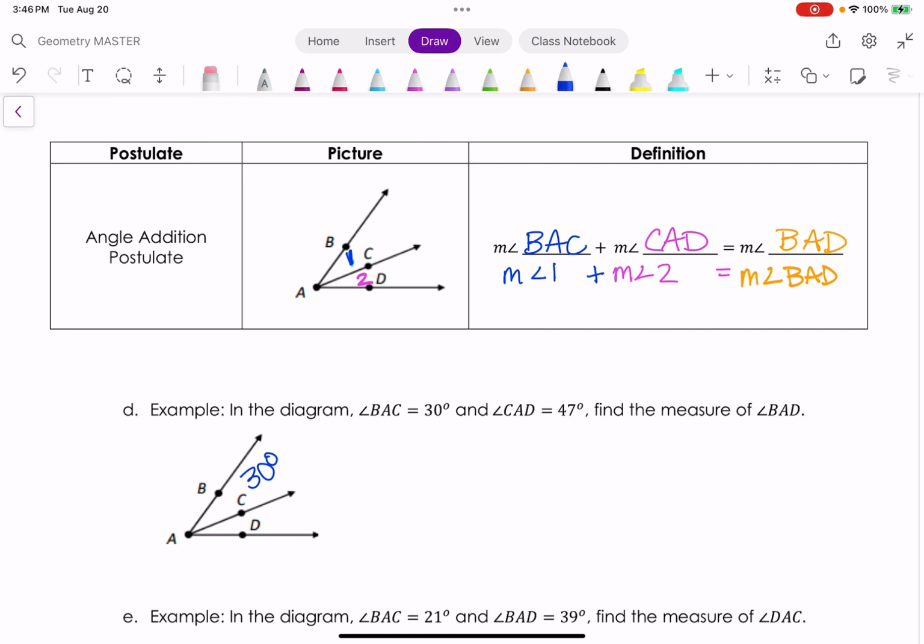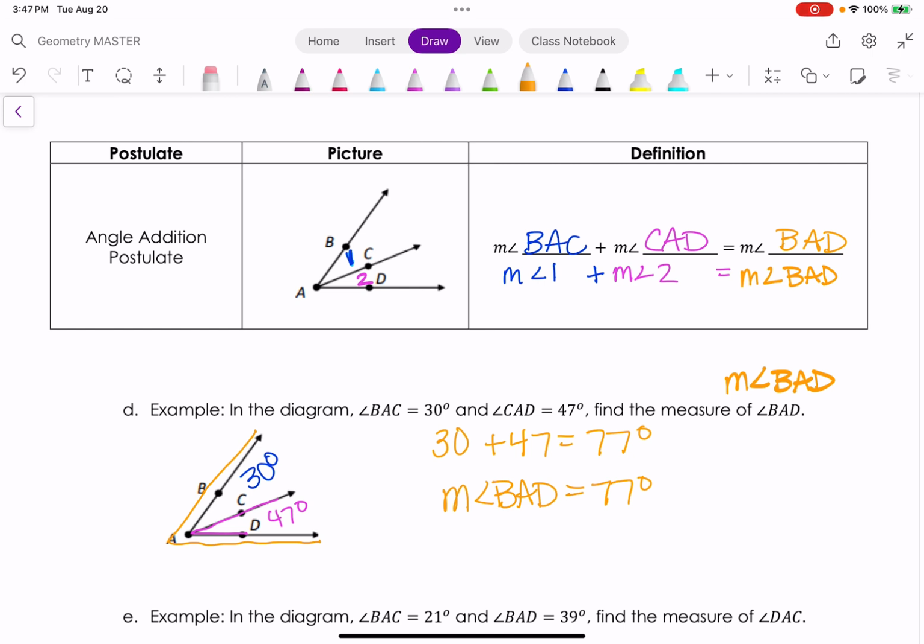CAD, which is this bottom angle, CAD, equals 47 degrees. So find the measure of angle BAD. So it's just like what we did up here. This would be these two added together. So it would be 30 plus 47 equals 77 degrees. So the measure of angle BAD equals 77 degrees would be your answer.